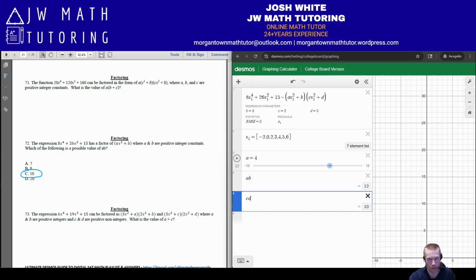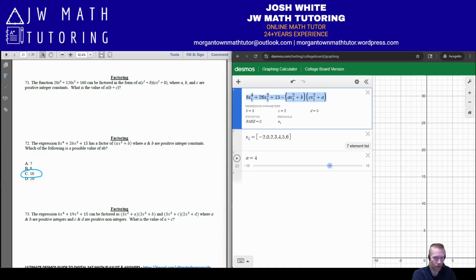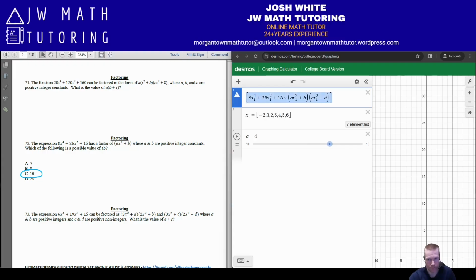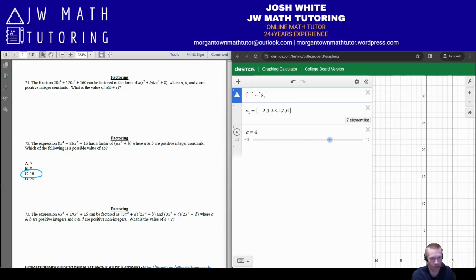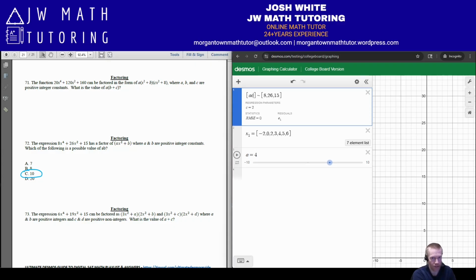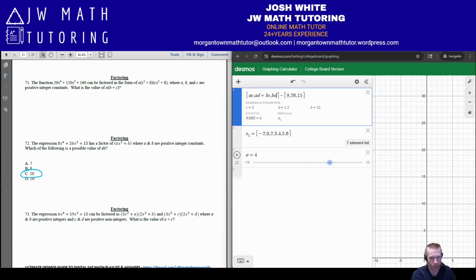I said I was only going to show method 1, but I will show you real quickly, since we already know how to solve it, what method 2 would look like. We know it's going to be 8, 26, and 15, and we know it's AC, AD plus BC, BD. Again here, notice for this one, A equals 1 doesn't give all integers. A equals 2 actually is all integers.